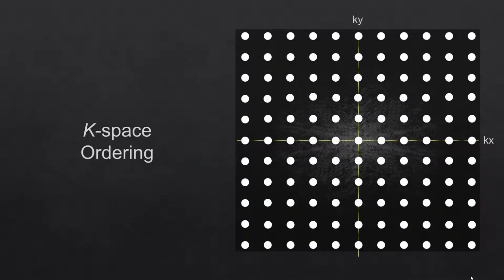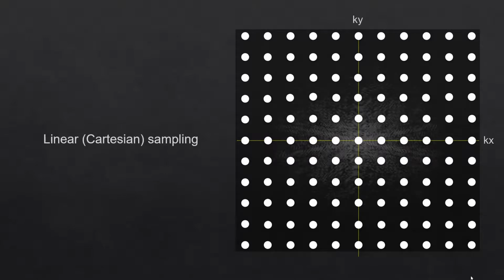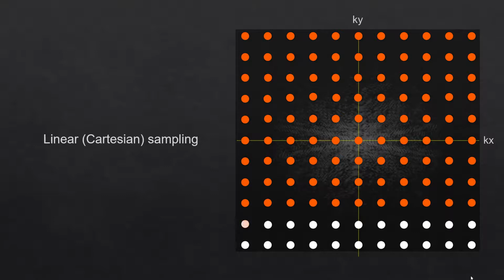Now we'll move on to talk about K-space ordering. There are various ways that K-space can be filled, and which method used depends slightly on the application. So in MRI, the orthodox way of filling K-space is linear Cartesian sampling, and that's where the lines are filled row by row from top to bottom. But this isn't ideal in angiography, where we're trying to fill the center of K-space early on.